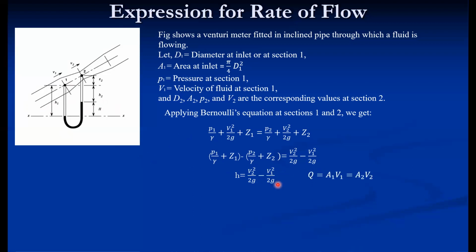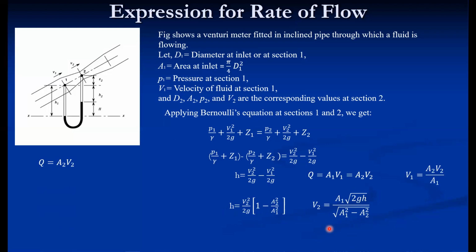Now, according to the continuity equation, A1 V1 is equal to A2 V2. So we can put V1 in terms of V2, and putting this value here and simplifying, we'll get V2 square into bracket 1 minus A2 square by A1 square. Again, rearranging, we get V2 is equal to A1 under root 2gh upon under root A1 square minus A2 square. So this is just a mathematical rearrangement after taking the square root on both sides.